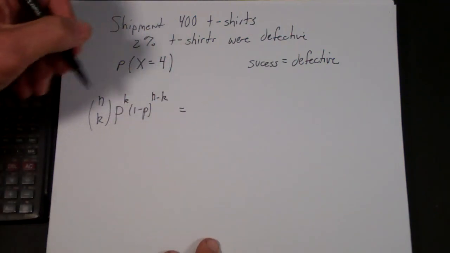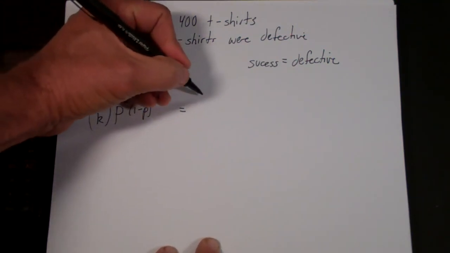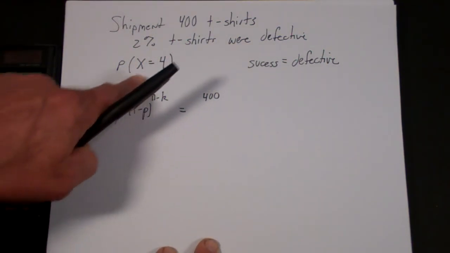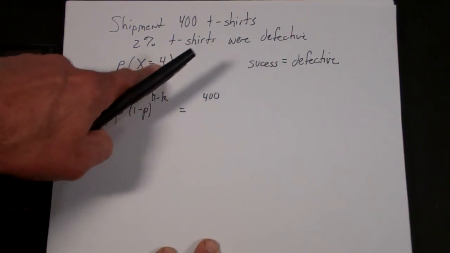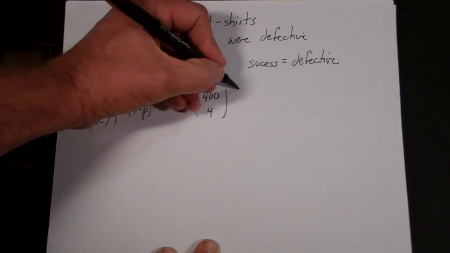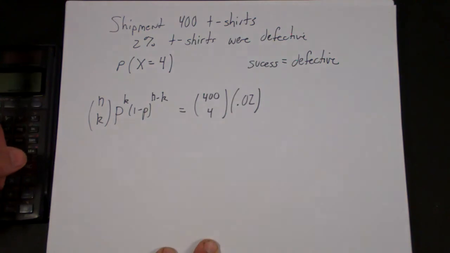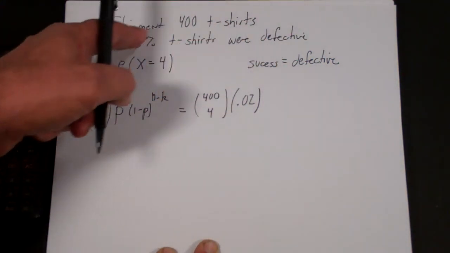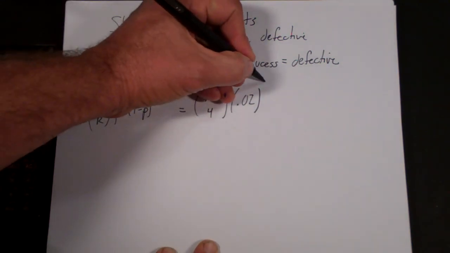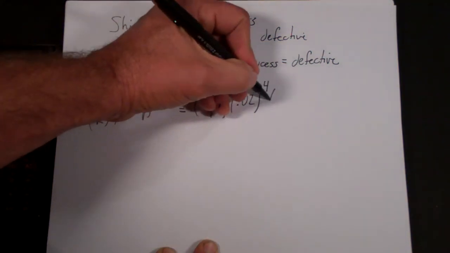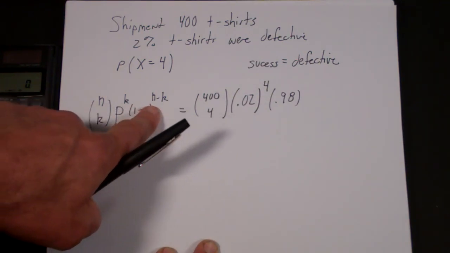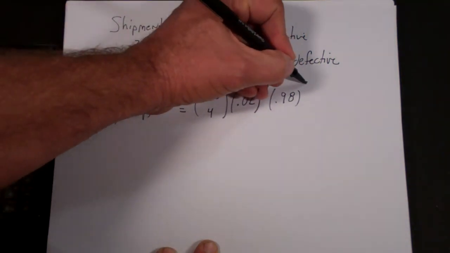So let's see if we can do this. N here is the total number of trials, so that's 400. And K there is the number hypothesized that are success, in this case defective t-shirts, so that's 400 choose 4. And then P would be 0.02. That's the percent of being defective. And K is, again, the hypothesized value, so that's 4. And then it's 0.98, right, because that's 1 minus P. And N minus K would be 400 minus 4, so that's 396.